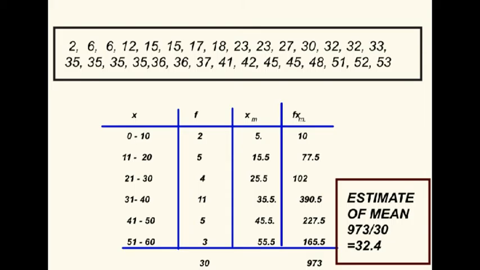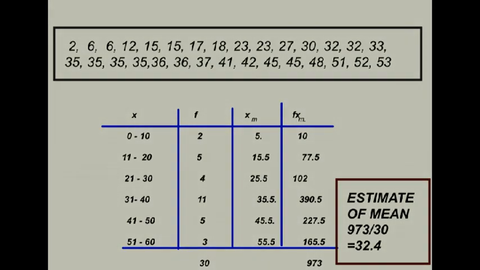You'll notice it's only an estimate of the mean because in forming the classes, more values may be near the top of a class or near the bottom of a class. They're not necessarily grouped around the middle.